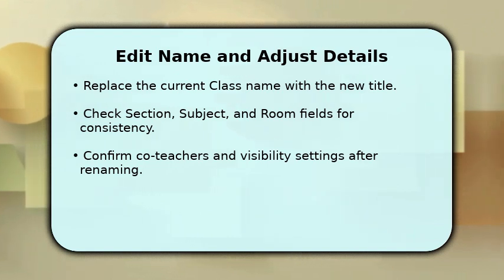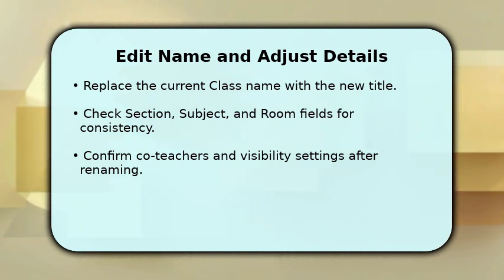Check section, subject, and room. These are often used for filters and syncs. Adjust them if the new name implies a different section or subject. If you have co-teachers, make sure they still have the right role and can see the updated name.